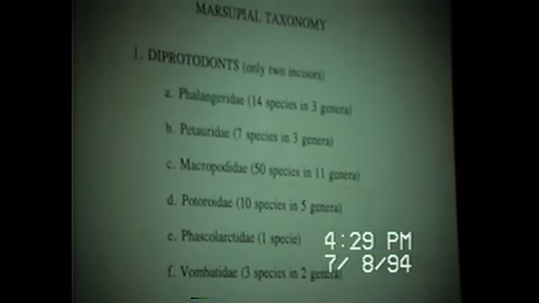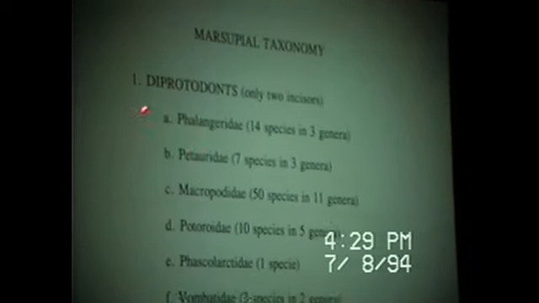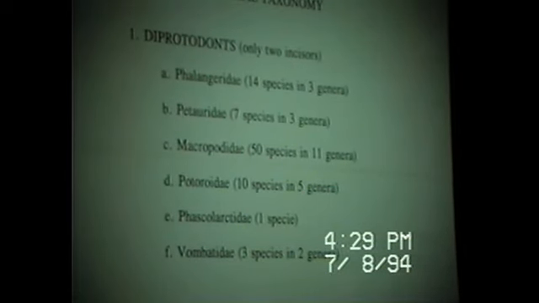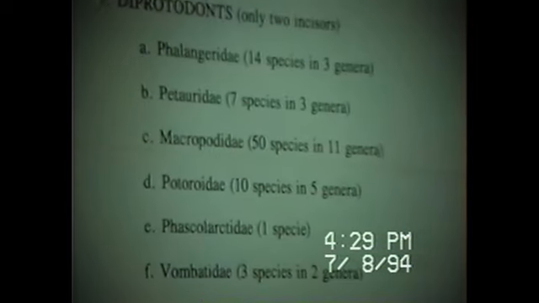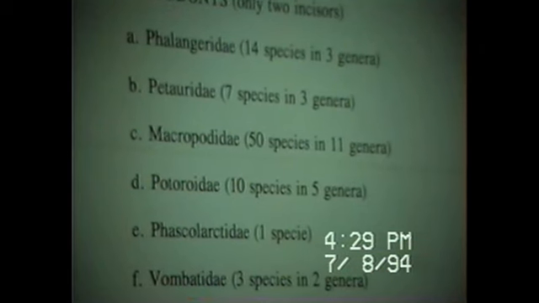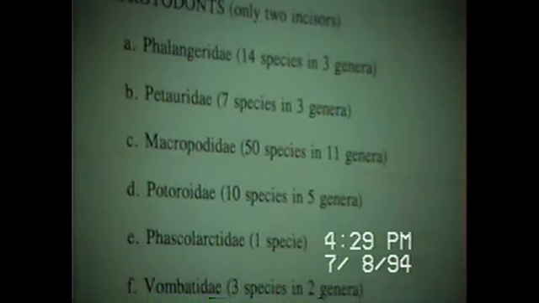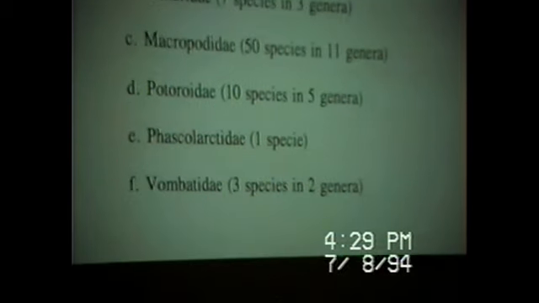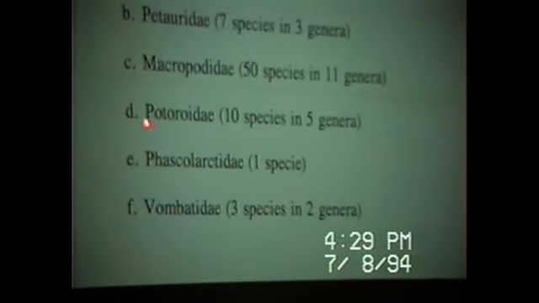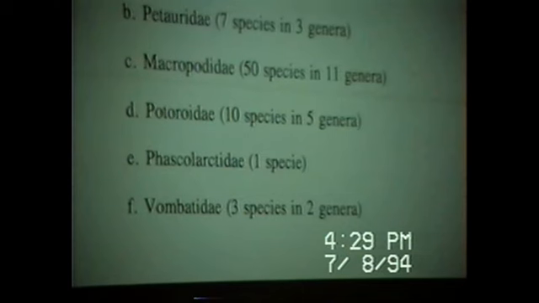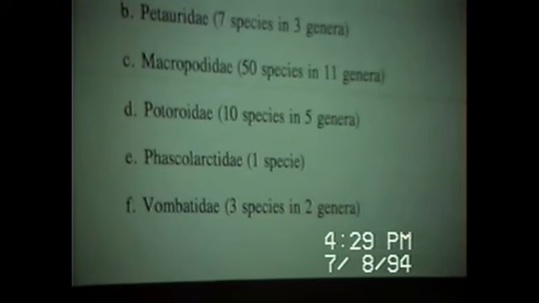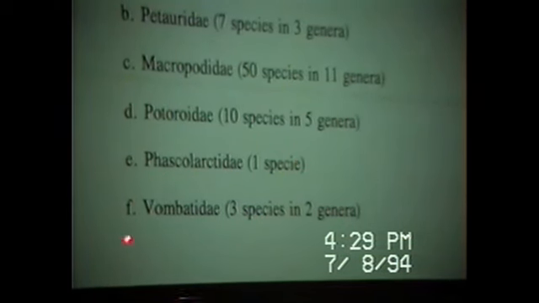The phalangerids are things like cuscuses and brush-tailed possums. Pteroids are the gliders. Macropods, of course, are kangaroos and wallabies and pademelons and tree kangaroos and things like that. Potoroids are things like rat kangaroos and bettongs and whatnot. Phascolarctidae is one and only koala, and there's 3 species of wombats.